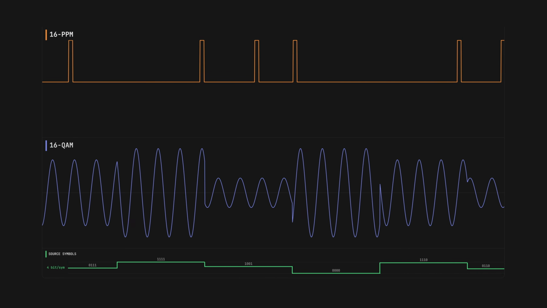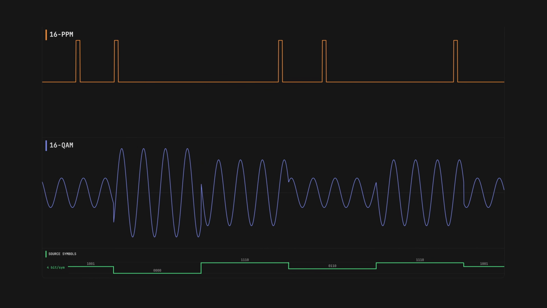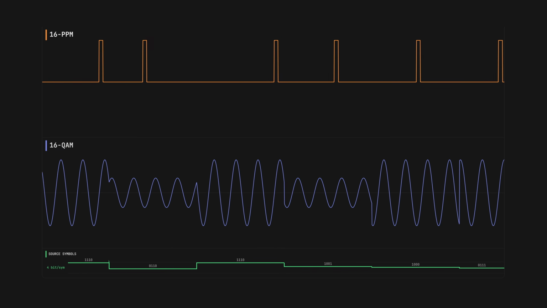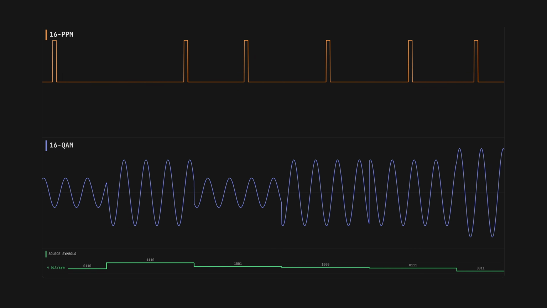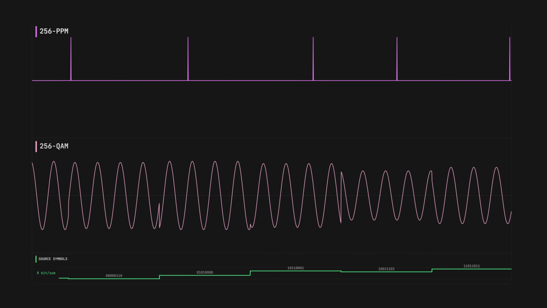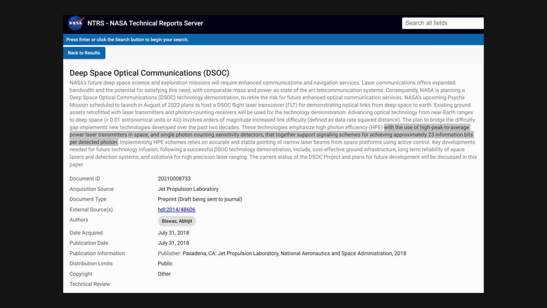In this example, the data rate is the same 4 bits per symbol in both, but the 16 PPM requires 16 times higher sampling bandwidth. Of course, in the kilohertz and megahertz range, bandwidth is nowhere close to being limited. The higher order PPM, the higher the photon efficiency and lower spectral efficiency. There is no hard limit, and NASA claimed they could get up to 23 bits per photon, or 0.04 photons per bit, with the DSOC setup.